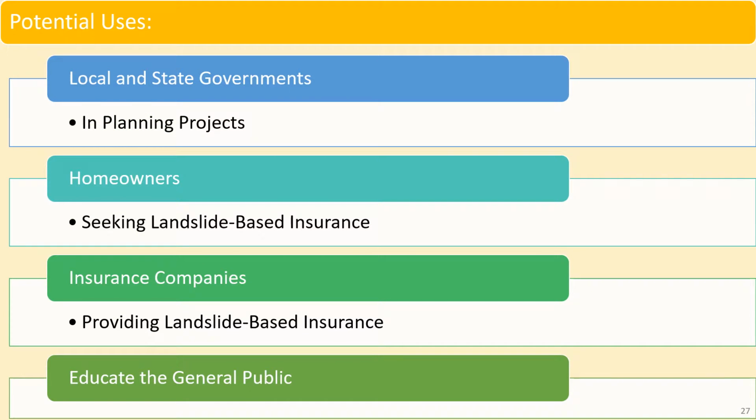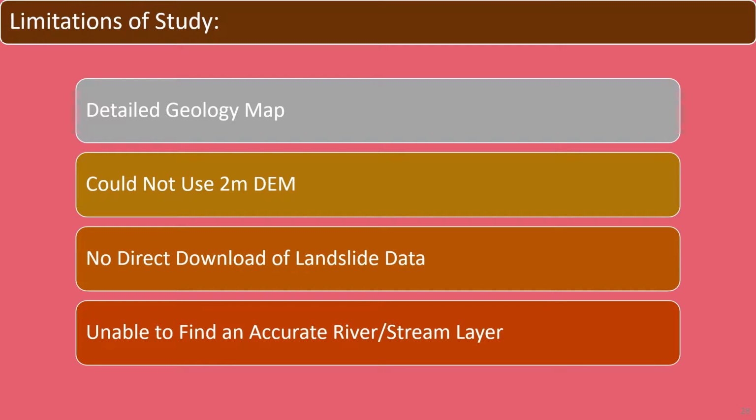It is my hope that from this analysis we can build landslide susceptibility maps that could be used by local and state governments in planning projects, by homeowners who are looking for landslide-based insurance, and by insurance companies who are providing landslide-based insurance. These maps can be used to educate the general public on what causes landslides and the factors that make areas more prone to landslides. While this preliminary analysis showed a good correlation of susceptible areas to landslides compared to actual landslide occurrences, there are areas in which this analysis can be improved further.